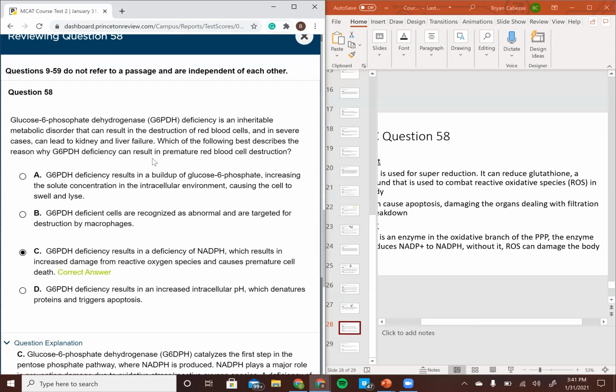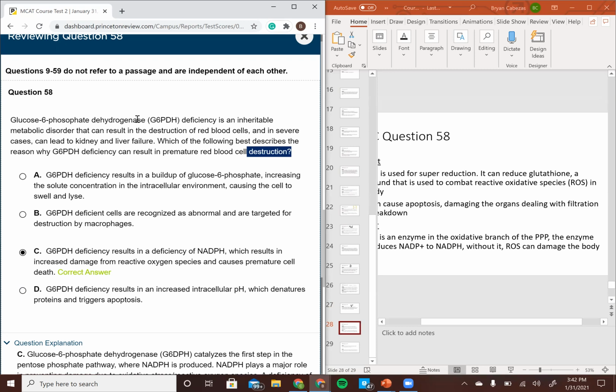Okay, it's another freestanding, and it says glucose 6-phosphate dehydrogenase deficiency is an inheritable metabolic disorder that can result in the destruction of red blood cells, and in severe cases can lead to kidney and liver failure. Which of the following best describes the reason why G6PD deficiency can result in premature red blood cell destruction? Okay, so destruction, right? We need to find something that's going wrong.